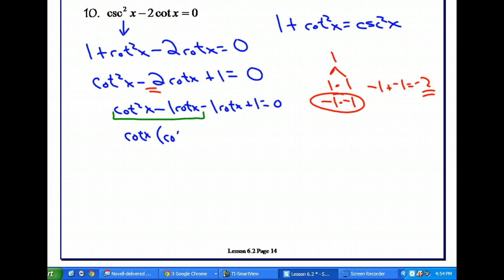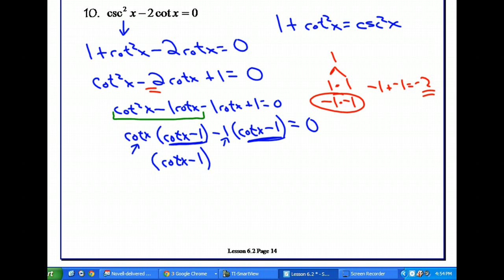And I get cotangent of x minus 1. Second two, what do they have in common? Not a whole lot. I'll factor out the negative 1, and I'll get cotangent of x minus 1 equals 0. And now look at those two. That's the same. So I bring that out: cotangent of x minus 1. What's left? Cotangent of x minus 1. Oh, I get the same thing twice. So cotangent of x minus 1.